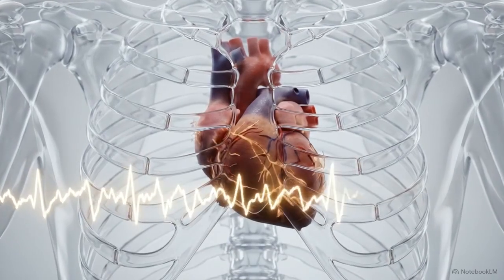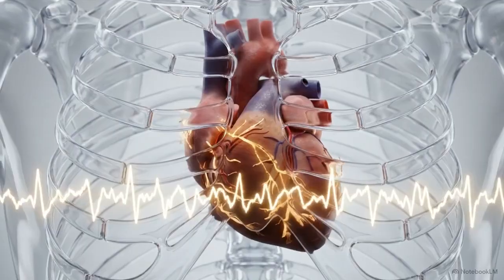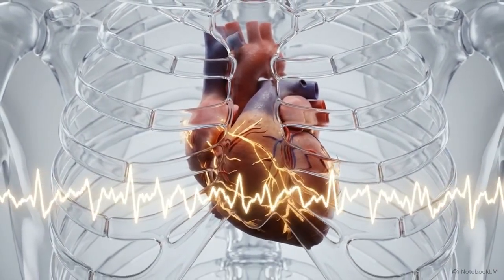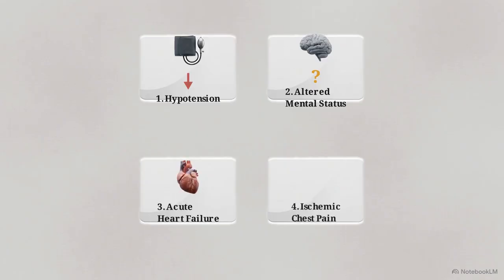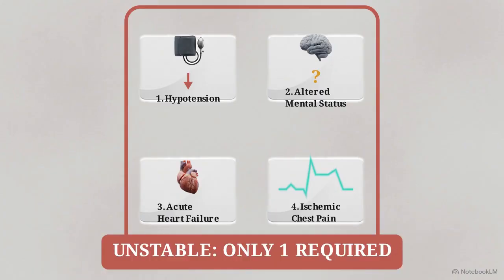When a heart rate exceeds 150 beats per minute, the window for ventricular filling narrows, and the myocardium quickly reaches a point of physiological exhaustion. We identify this state by checking for 4 specific markers: hypotension, altered mental status, acute heart failure, and ischemic chest pain. The presence of any single one defines the patient as hemodynamically unstable.